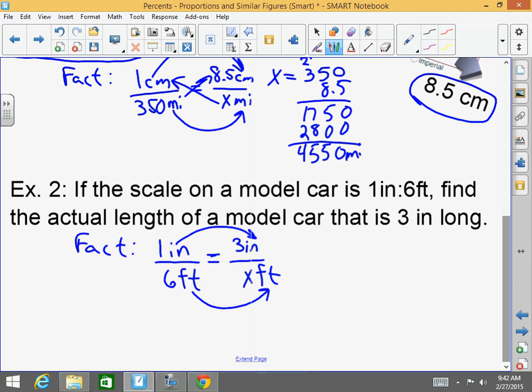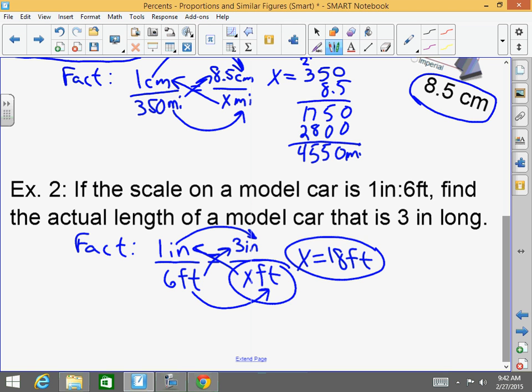They gave me 3 inches. I'm looking for the actual feet. Cross multiply. X equals 18 feet. Why feet? Because that's what we're looking for, X feet. So X equals 18 feet long. That is the actual size of the car that was modeled by this toy. Does that make sense, gentlemen?